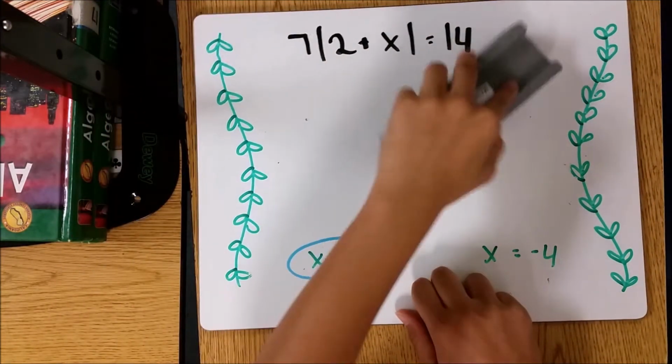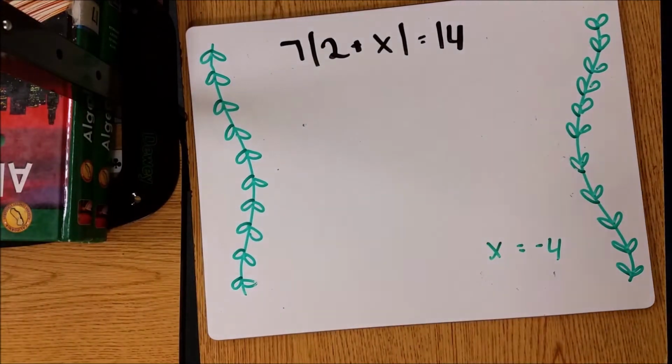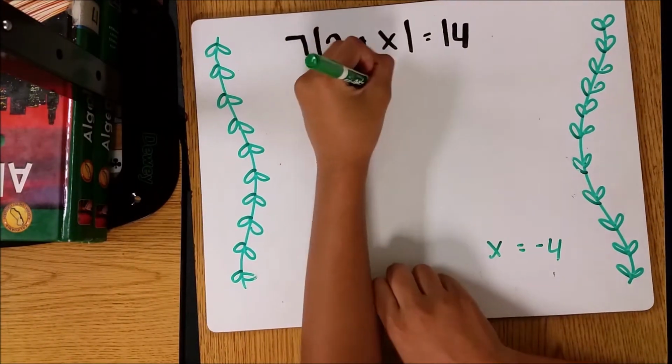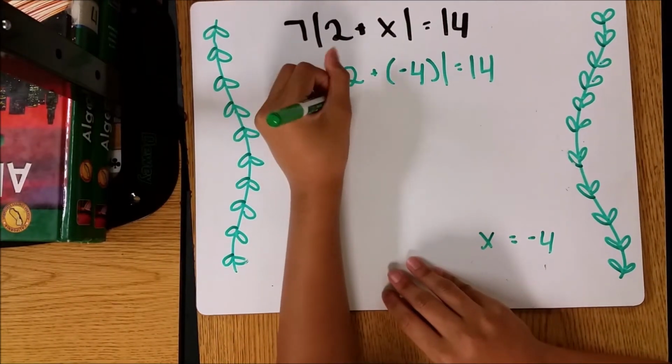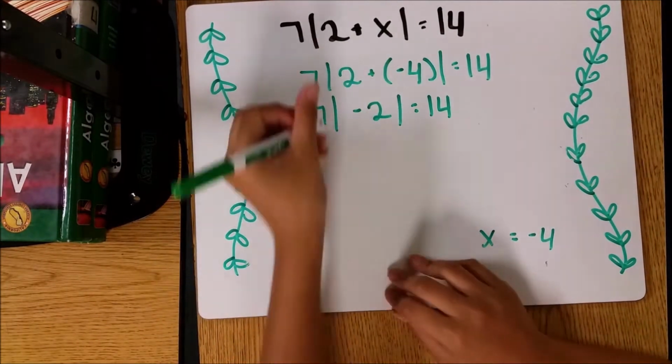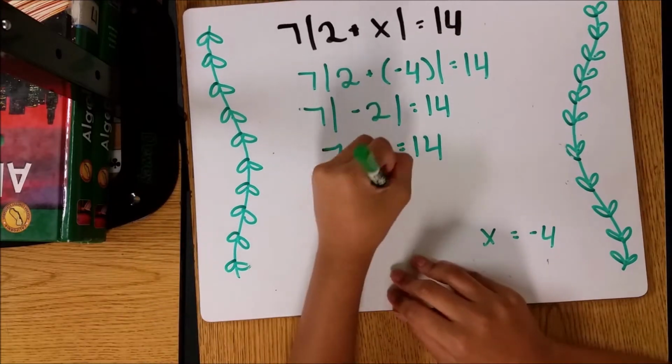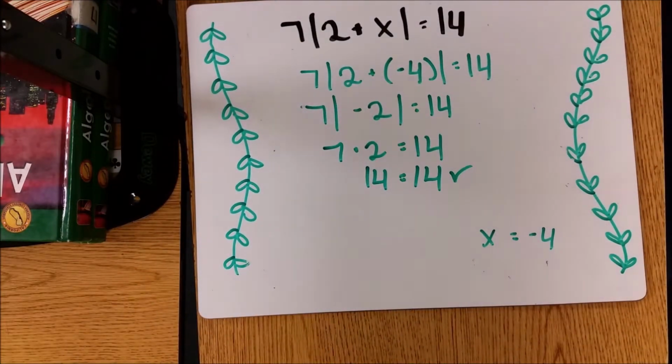Now we plug the other solution in. Our equation is 7 times the absolute value of 2 minus 4 is equal to 14. 2 plus negative 4 is negative 2, and since it's an absolute value, it becomes positive 2. 7 times positive 2 is equal to 14, and so x equals negative 4 is correct.